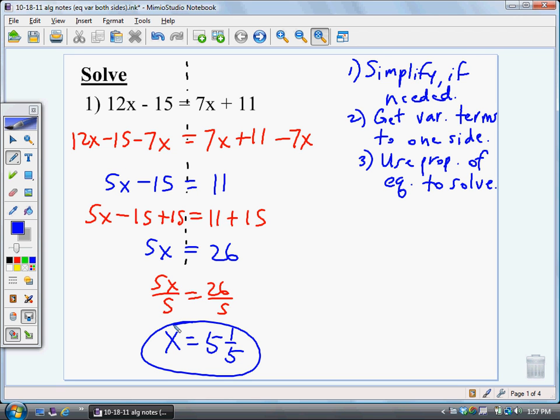So remember the stuff in red, those are steps that would be able to get skipped. So you would have the original problem, and then the stuff that's in blue, that would be the minimum I would expect to see when you're solving an equation with variables on both sides. This particular problem I didn't need to simplify because the left side and right side both had two terms, one variable term and one constant.